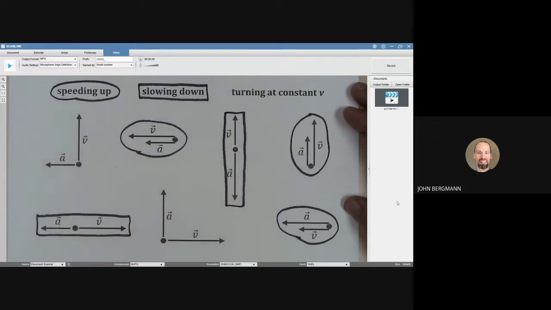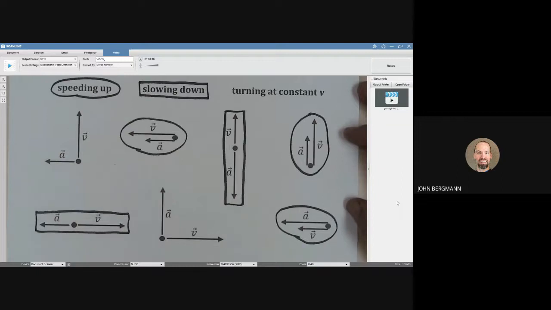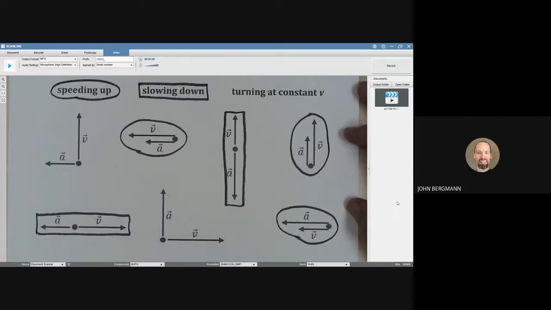None of the objects that we have boxed in so far are going to be turning. They're either speeding up or slowing down. If they're turning, they have to have some component, not the entire component necessarily, but some component of their acceleration that is at right angles to the velocity.